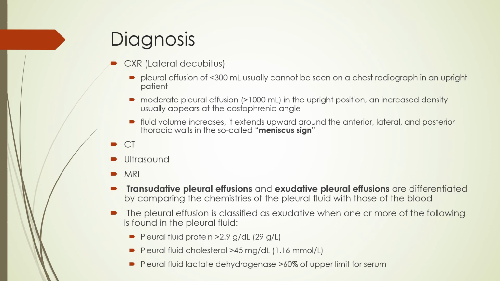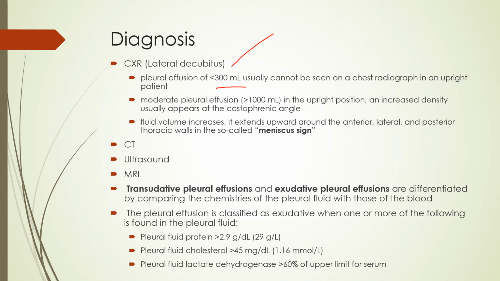All right, so how do we diagnose pleural effusions? Well, lateral decubitus is the big thing that the NBRC wants you to look at. So they'll lay them down on that side. If it's greater than 300 milliliters, usually it can be seen. If it's less than 300 milliliters, usually it can't be seen in an upright patient because of the diaphragm and everything. They'll still have the CP angle. It's just going to be very, very minor. It's going to be hard to pick it up.